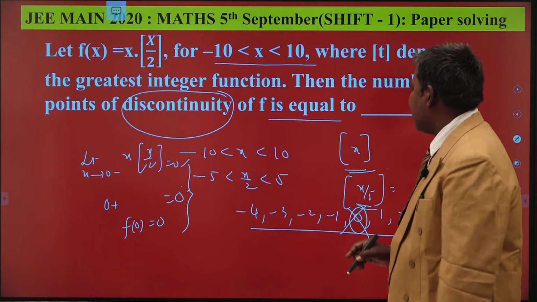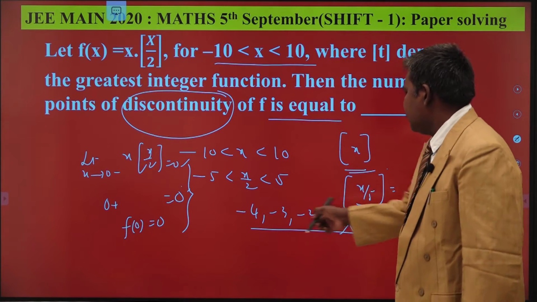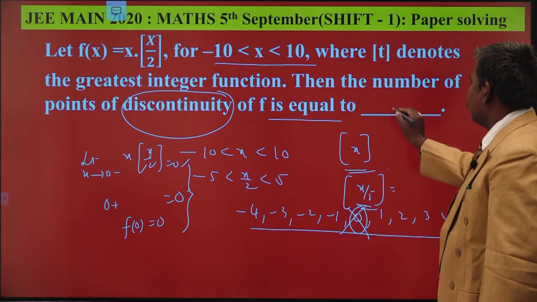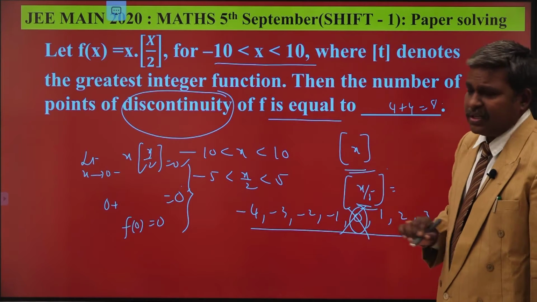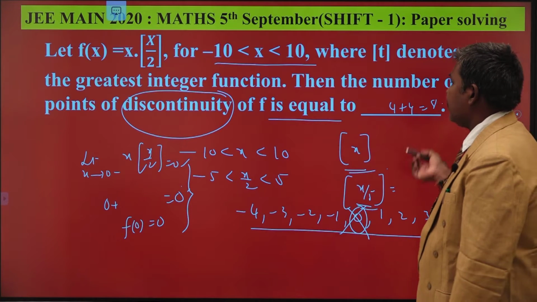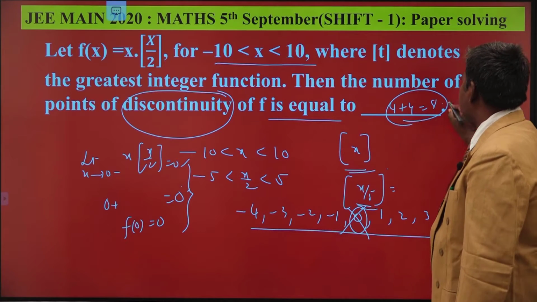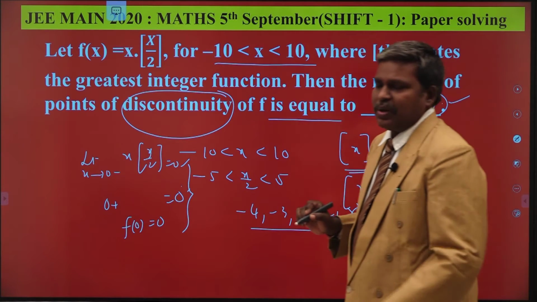So this is continuous at x equal to 0. Therefore the number of non-differentiable points is 8. These are 4, these are also 4, 4 plus 4. So the number of non-continuous points, that is discontinuous points, is 8 for this problem. Okay.